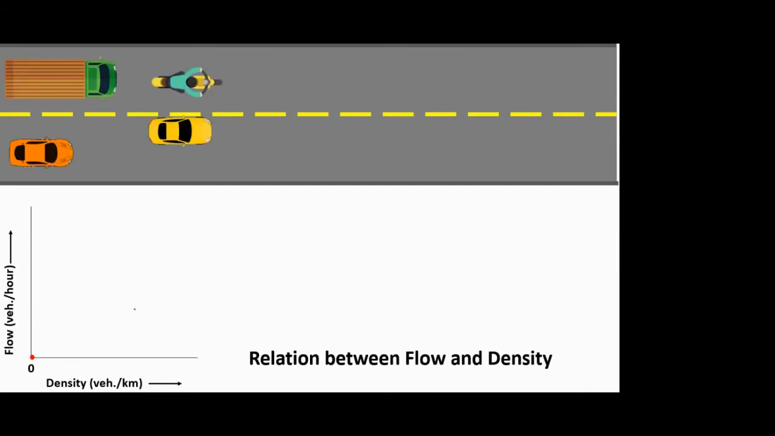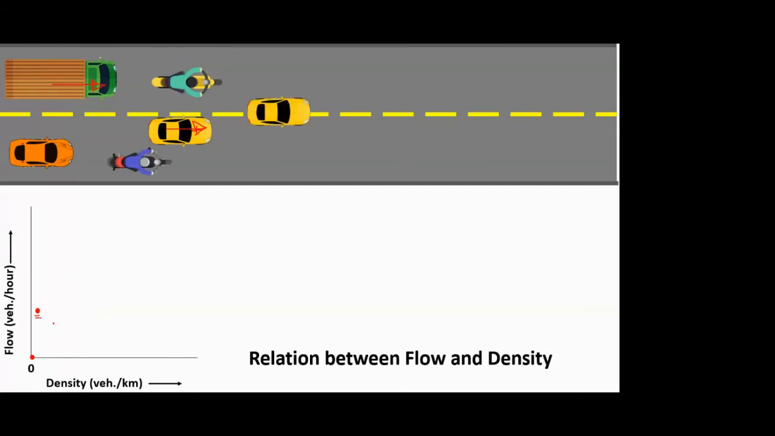Now once some vehicles come into picture, then the density value increases and the flow value also increases. Density increases because now you can see in a particular stretch of, suppose, 1 kilometer, these 4 vehicles. So there is some value of density, and also these 4 vehicles are crossing, they are moving. Again I'm stressing, they are not stationary, they are moving in this direction. So there will be some flow value. So that you can see by this second point over here.